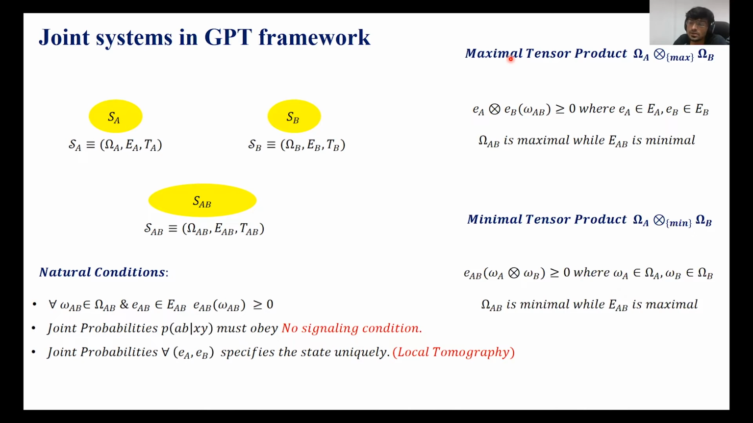The maximal tensor product corresponds to allowing only product kind of effects and then asking the question, what kind of states are allowed in this theory? By allowed, I mean that they should give consistent probabilities for all sorts of product effects. And similarly, the minimal tensor product is the converse, where we just allow product kind of states or separable kind of states in the theory. And similarly, we construct the effect space for this theory.